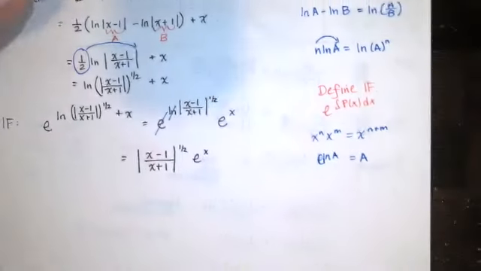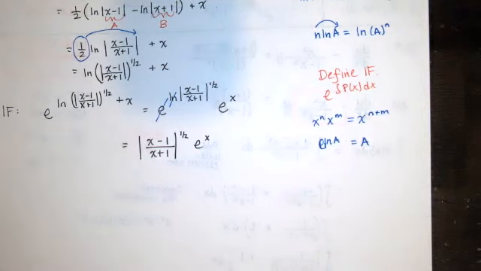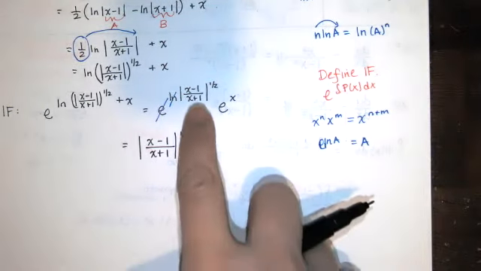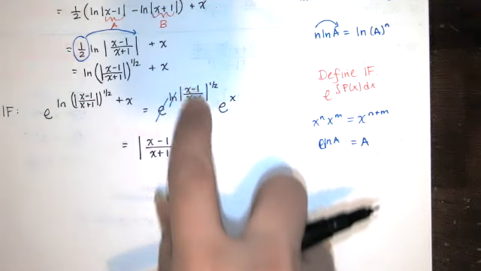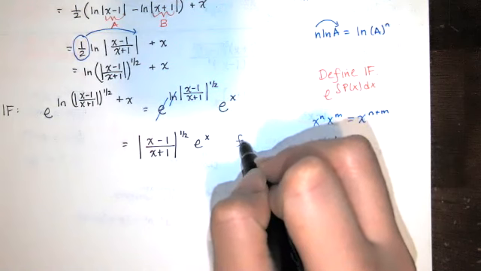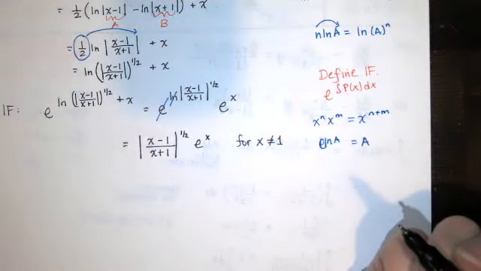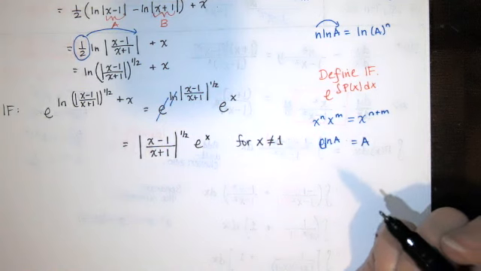Okay, a couple of things that we need to discuss. We can't take the natural log of 0. So obviously, this expression would be 0 when x is equal to 1. That's when the numerator is 0. So x cannot be equal to 1. Is there any other restriction?